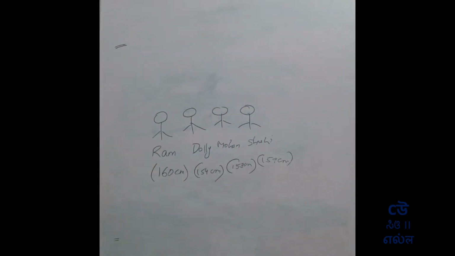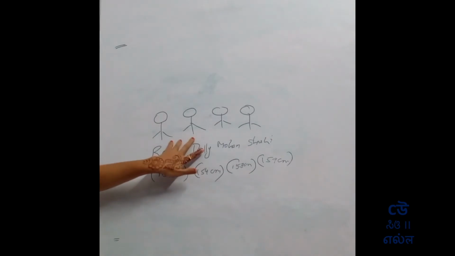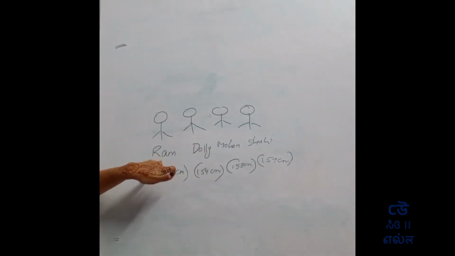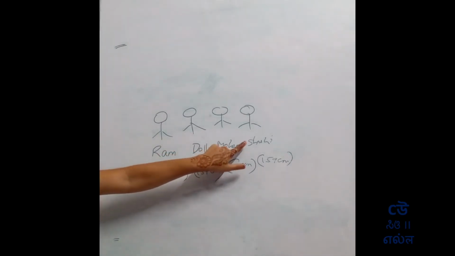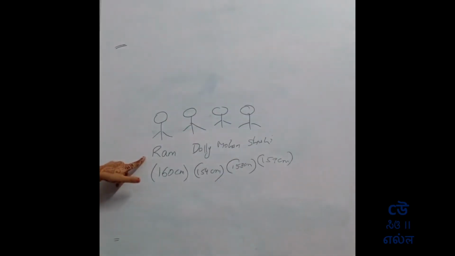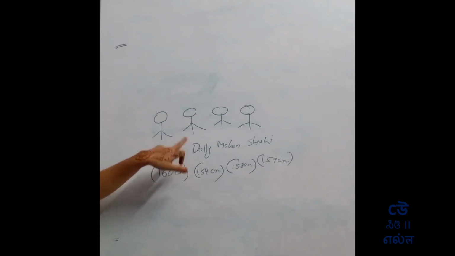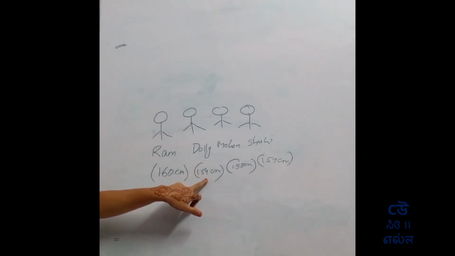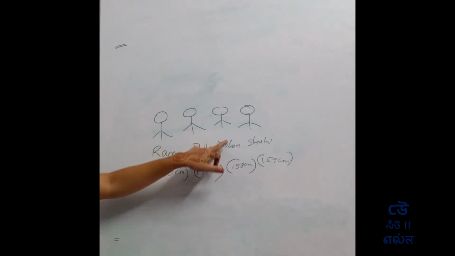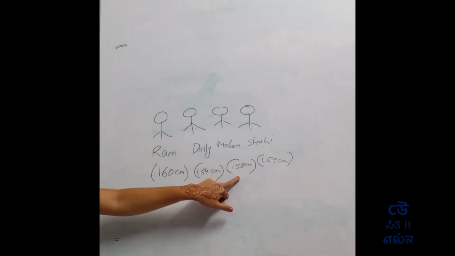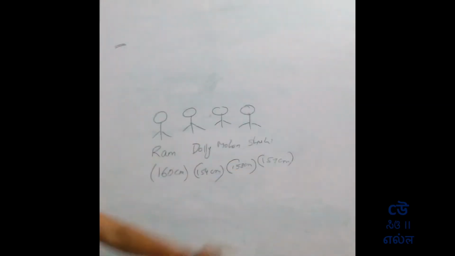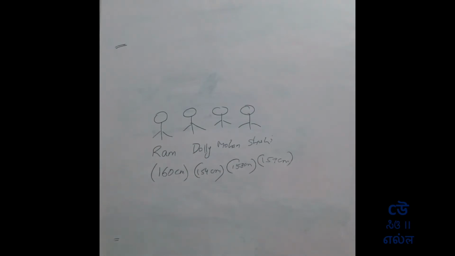See, you think you have 4 friends? Their names are Ram, Dolly, Mohan and Shashi. Ram is how tall? His height is 160 centimeters. Dolly's height is 154 centimeters, Mohan's height is 158 centimeters and Shashi's height is 159 centimeters.